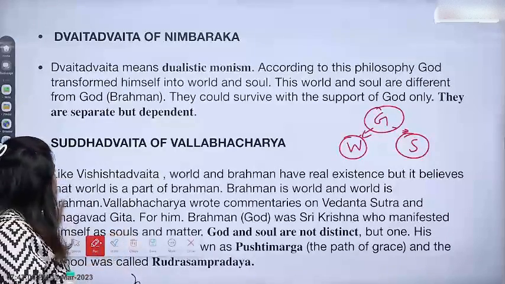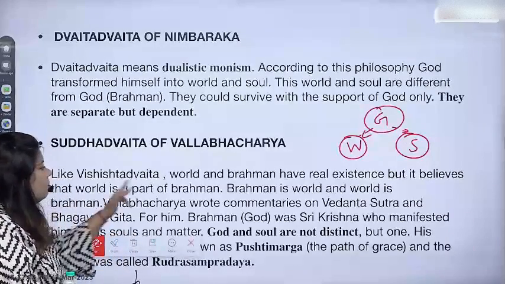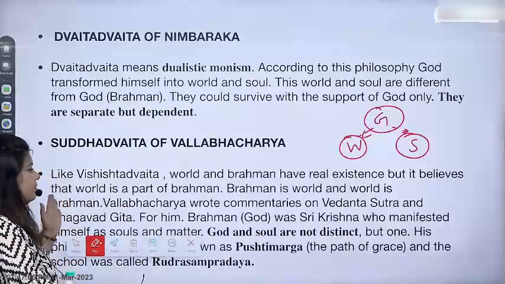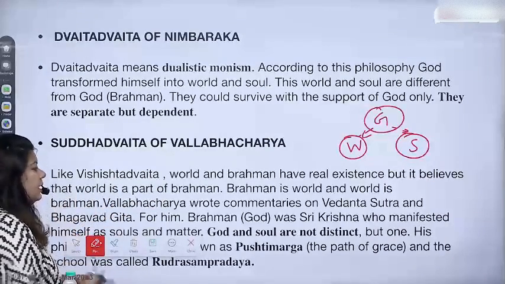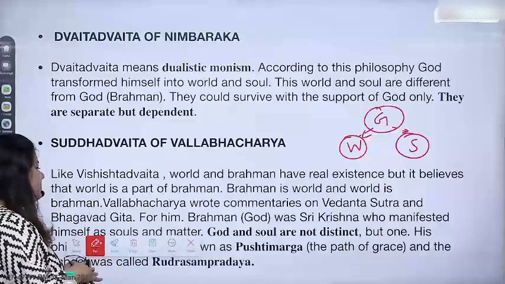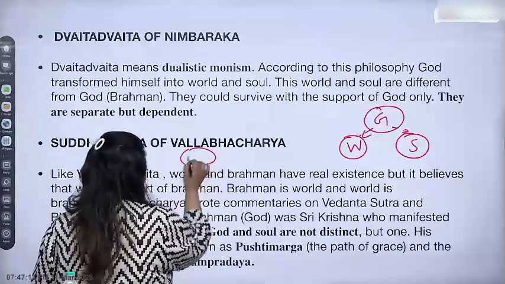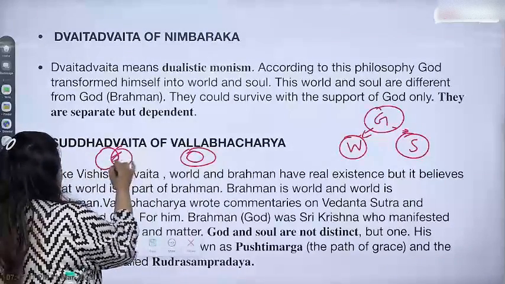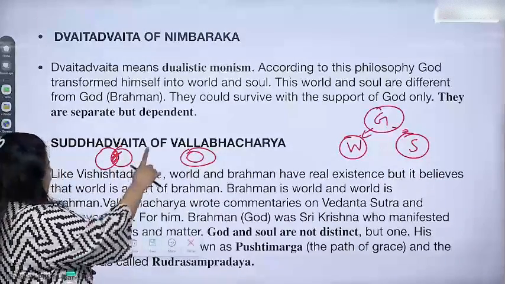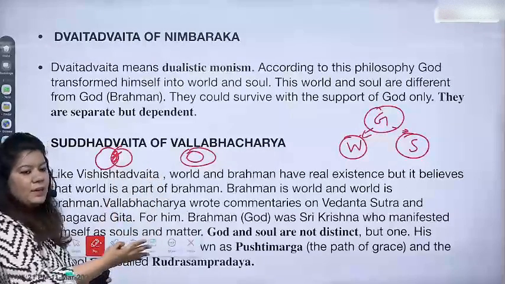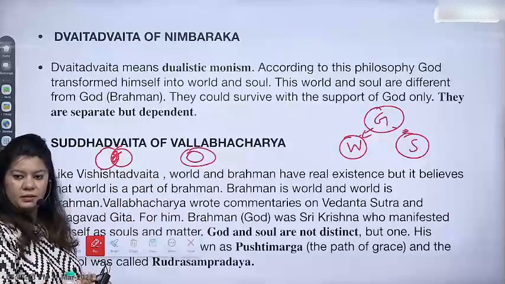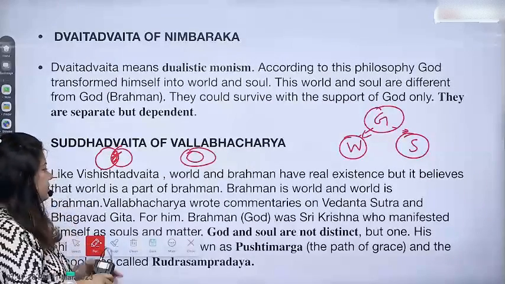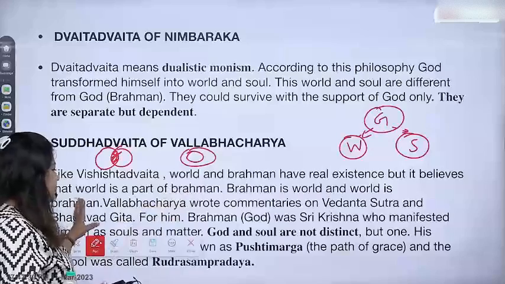Right? Shodadvait, world and Brahma have real existence, but it believes that world is a part of Brahma. Brahma is world and world is Brahma. मतलब this. विशिष्ट अद्वैत में क्या था? This. Whereas in Shuddha Advait, world is Brahma and Brahma is world. Right? Do you understand Venn diagrams? So Brahma is world and world is Brahma.